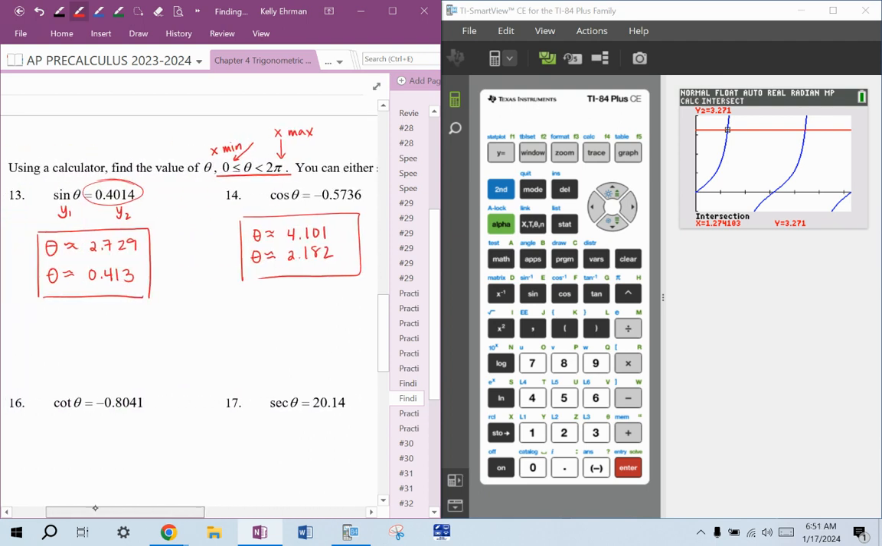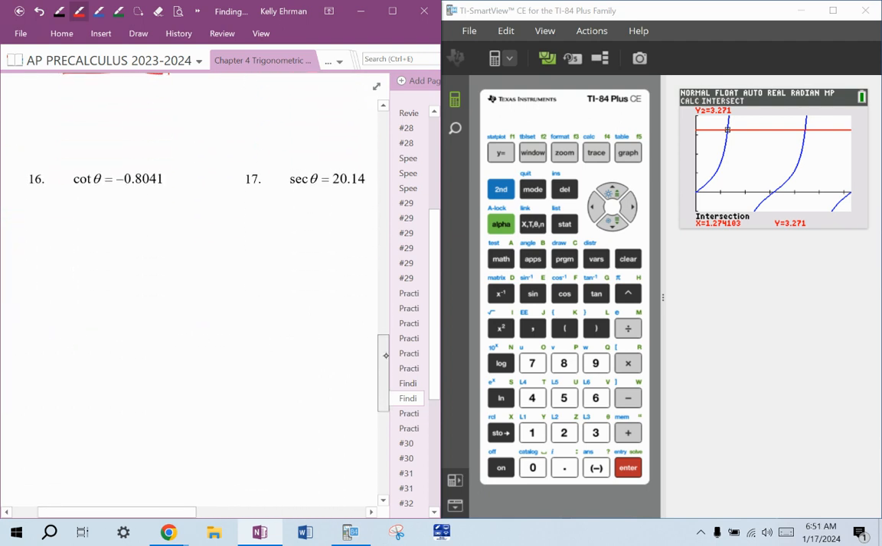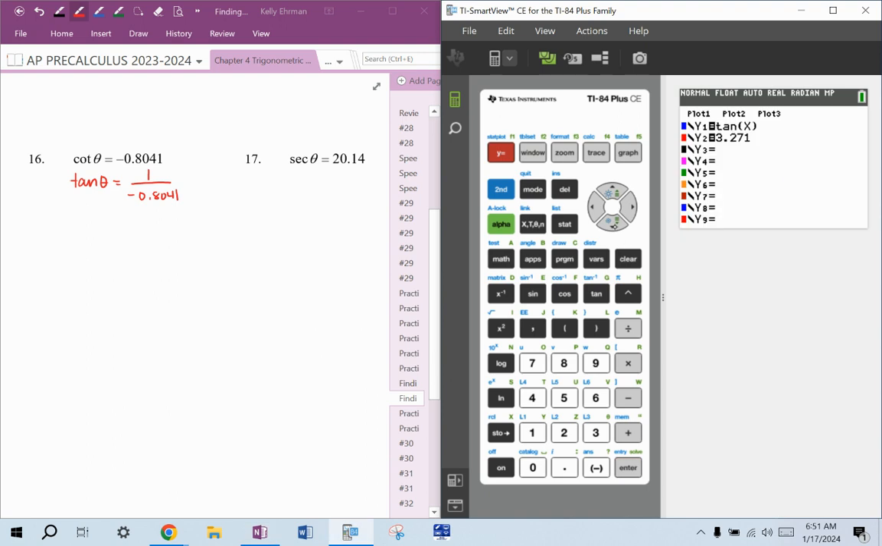Now, what do we do? Why do I have 6 of these? I wanted to make sure you practice the reciprocal function. So if you're doing the reciprocal function, there is no cotangent key. To get around this, you need to rewrite the problem. Tangent theta is equal to the reciprocal of this. Well, the reciprocal of a decimal is not a quick, easy thing to flip. So we will just say 1 over negative 0.8041. That is the reciprocal of that decimal. So tangent x, fine. And then into y2, 1 divided by negative 0.8041. That's the only thing that changes.